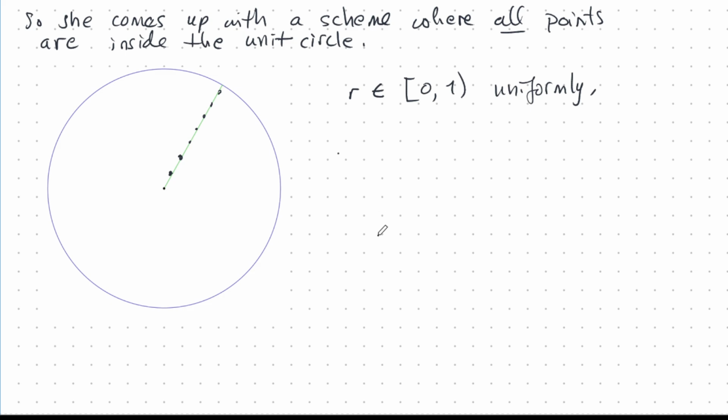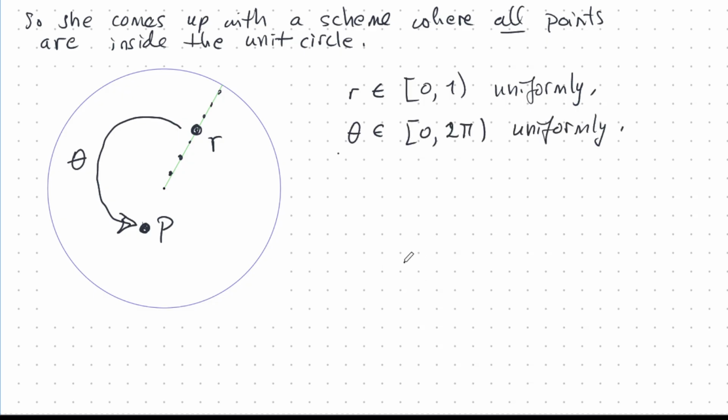So R is some random number from 0 to 1, chosen with uniform distribution. And then we choose an angle uniformly. So this is R, for point R, and then we choose a theta, and with these two together, we end up with a P. And that P is always going to be inside the circle. Okay, so theta is chosen from 0 to 2 pi uniformly. And then my point P, well, that's just R cos theta, R sine theta, like this.